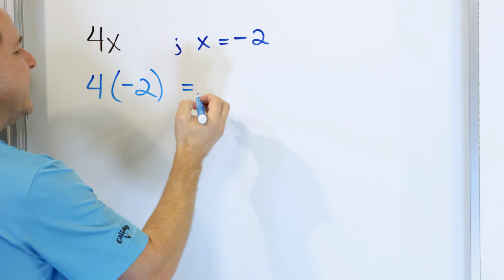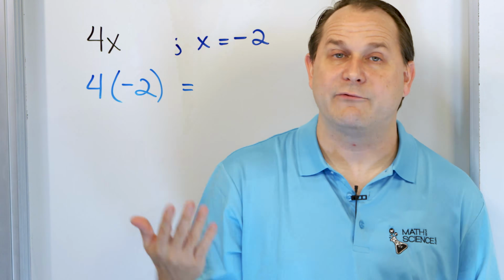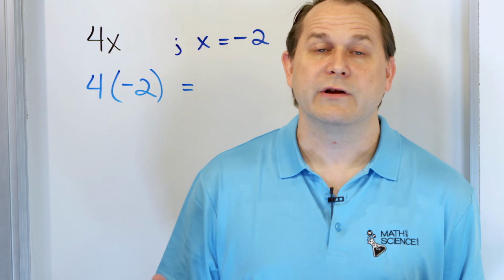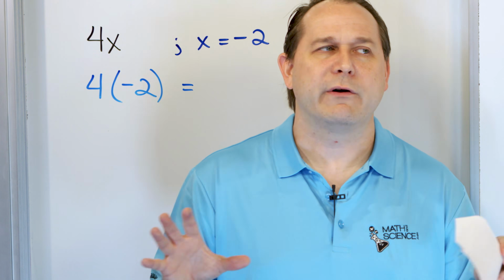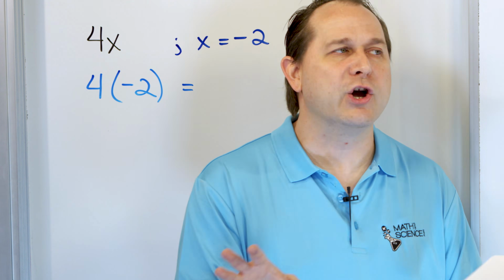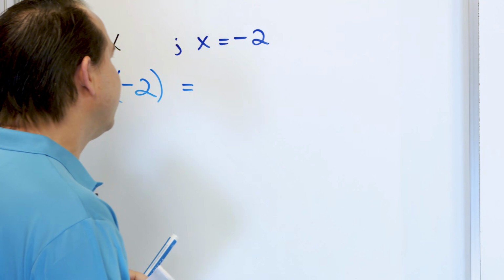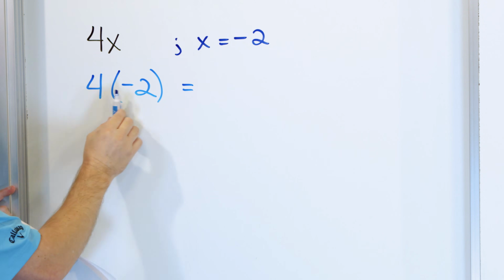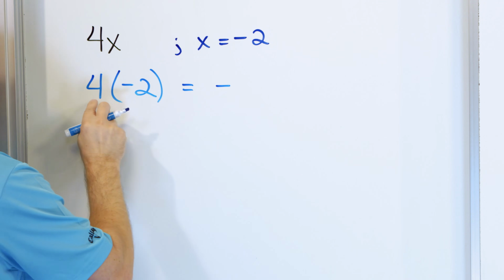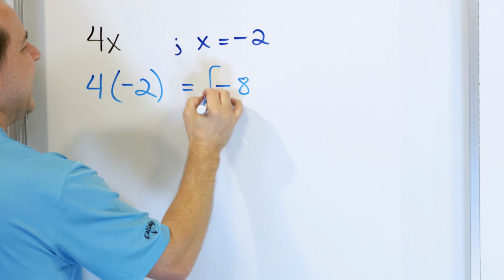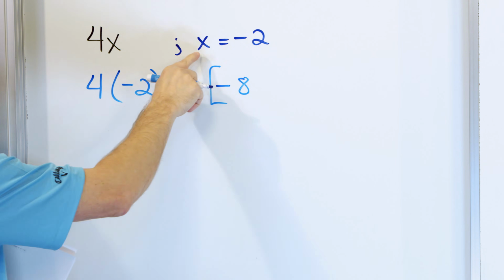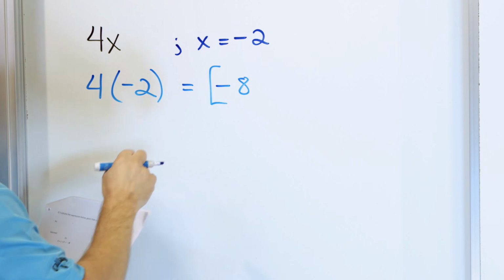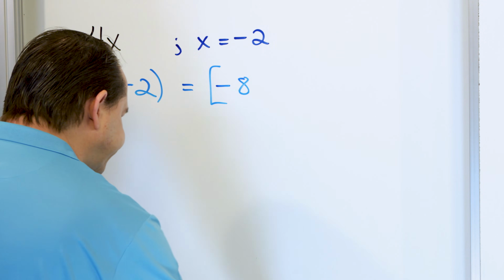Now we've already learned how to multiply, divide, add, and subtract integers. And we've already learned order of operations. You should already know that stuff. If you don't know it, then go back to those lessons and refresh your memory. Here, we have +4 times -2. Because the signs are different, the answer is negative, and then 4 times 2 is 8. And so the answer to this expression, when x is -2, is equal to -8.